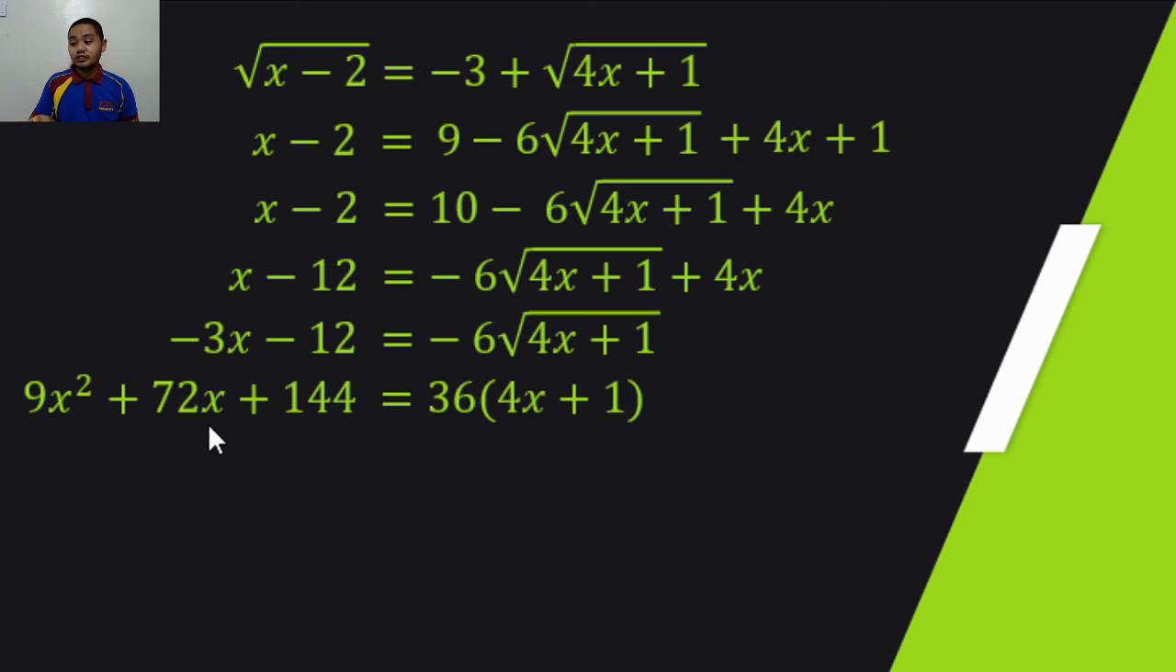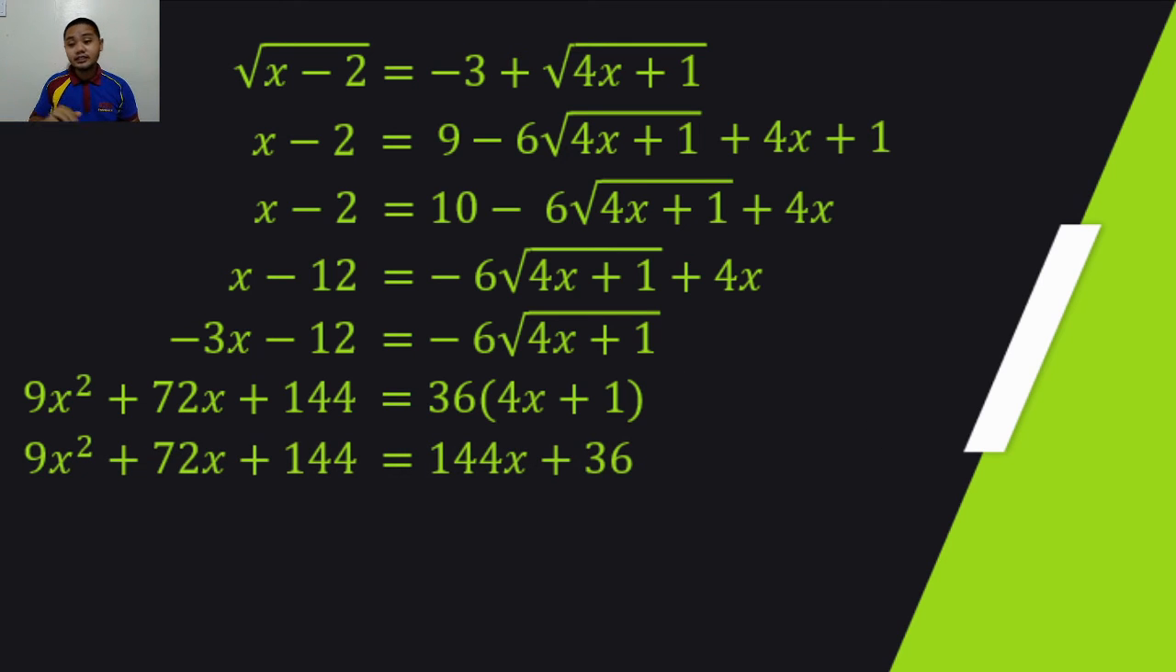Okay, so ito siya. Dito naman, square mo niya nito, that is 36, square mo yung square root ng 4x plus 1, that is 4x plus 1. Simplify lang natin yung nasa right side, distribute yung 36 dito. Ayan siya. Next, para na lang tayong nagsolve ng quadratic equation, no?